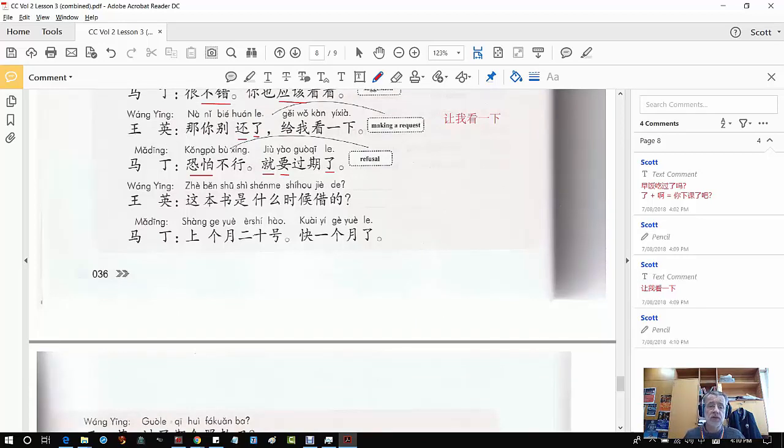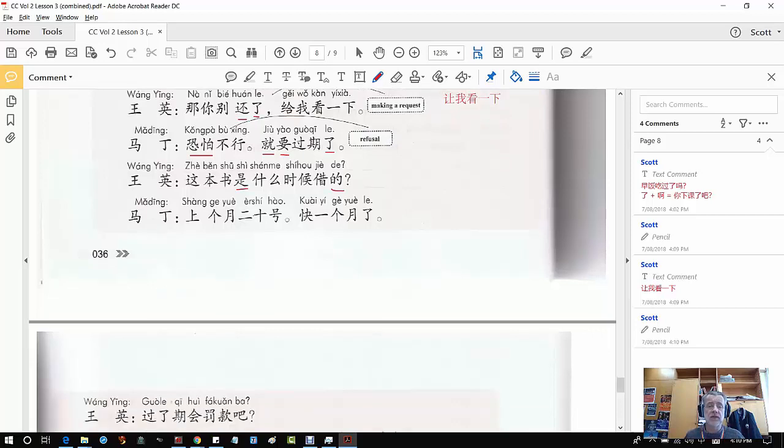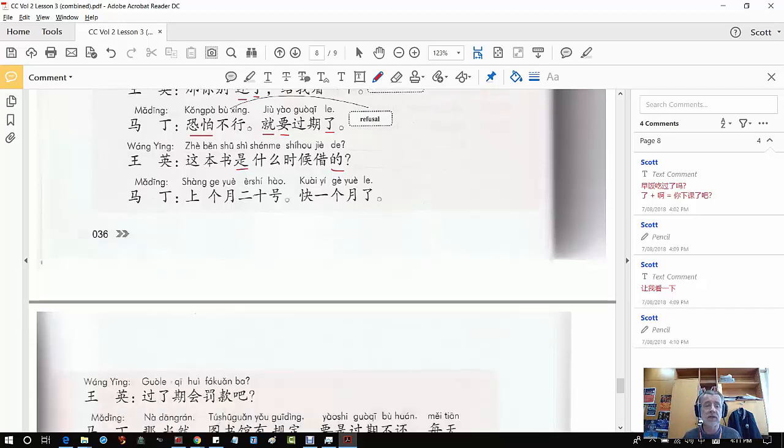这本书是什么时候借的? So here is an example of the grammar structure that we learned in this lesson, 是 and 的, acting as kind of brackets around information within the sentence that we want to highlight. So in this case, we want to highlight in the question, we want information specifically about when the book was borrowed. So we can use the 是的 there. 这本书是什么时候借的? You could also say 这本书什么时候借的? You can leave out the 是 because that's just one of the features of this structure.